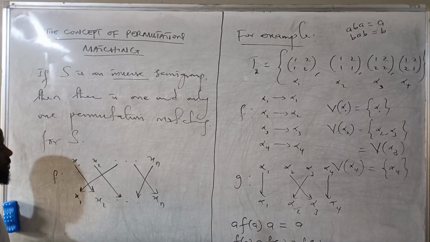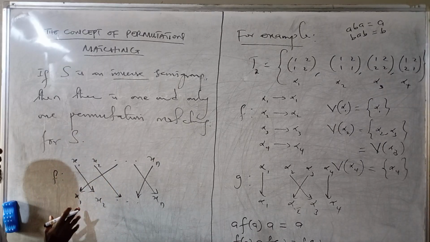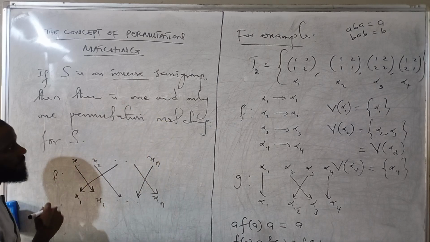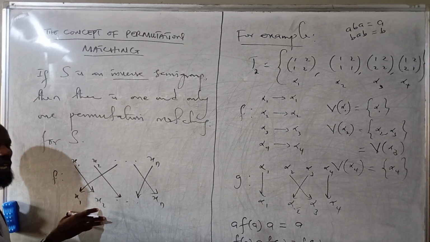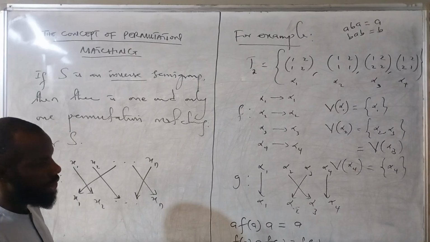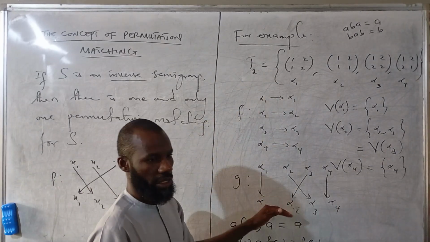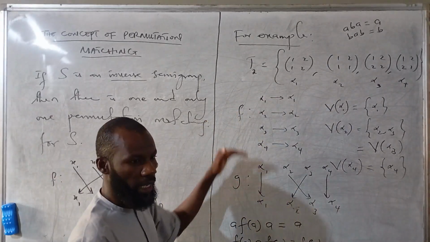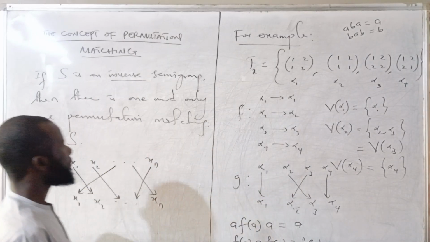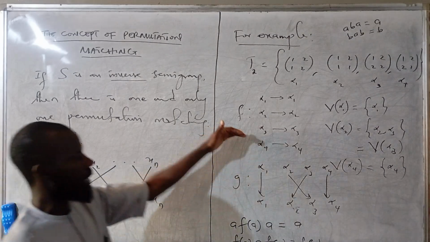Are you following? Yes, sir. So this is just telling you that there are regular semigroups, namely inverse semigroups, that have a unique permutation matching. But some regular semigroups may have more than one permutation matching, as we have seen in this example, where we were able to identify this permutation matching for this particular one.